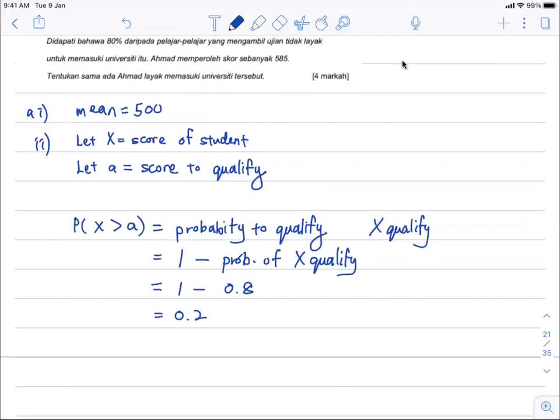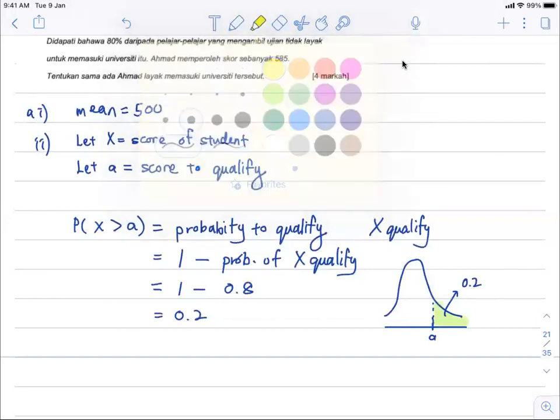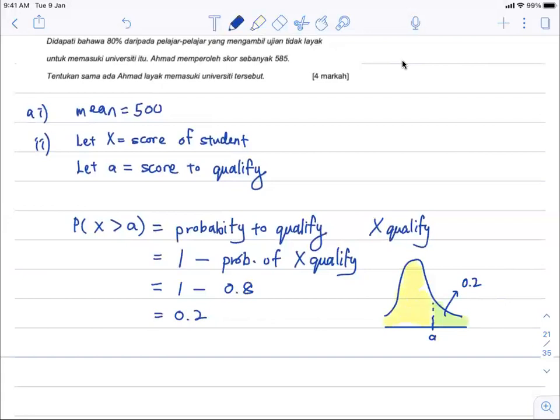In the form of normal distribution, it actually looks like this. So this is a normal distribution. There will be a mark for qualified, which is A. Let's say it's here. And then the probability to qualify, which is for the person who is greater than A, the area of the graph here is 0.2. While the people who are not qualified are less than A. This part is 0.8. So from the area of the normal distribution, you can get the probability of an event happening.